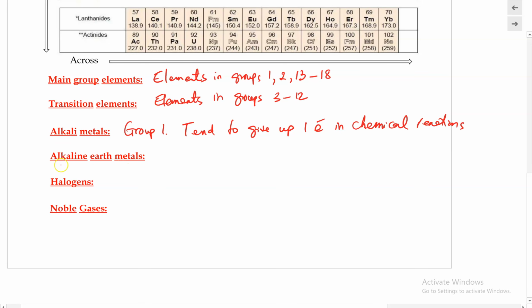And now, as for the alkaline earth metals, again, these are elements in group 2. And because these are metals, that tells us that in chemical reactions, they also like to give up electrons as well. And now we know that they like to give up 2 electrons in chemical reactions. So they give up 2 electrons in chemical reactions. And RXN stands for reaction.